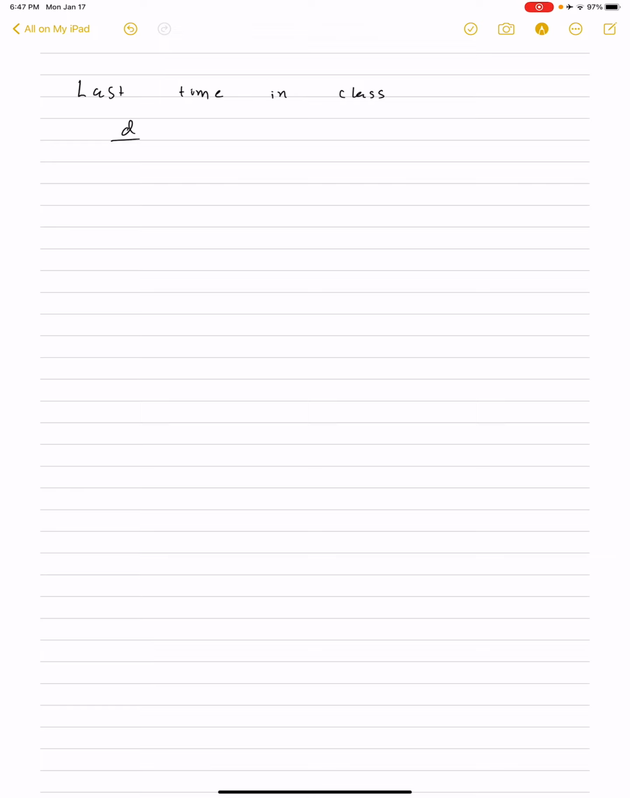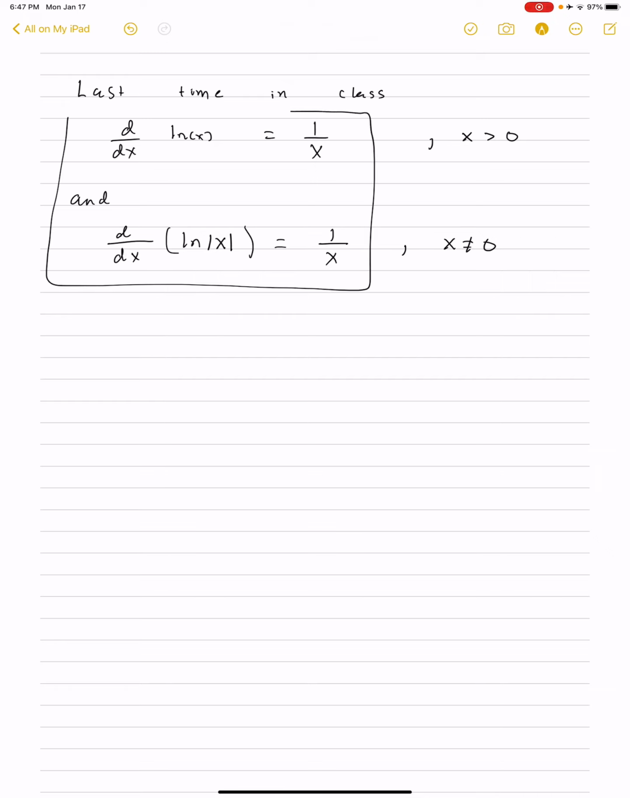Last time in class, we learned that the derivative of the natural logarithm of x was 1 over x, and that the slightly more general version, the ln of absolute value of x, is also 1 over x. Here, the only difference is that the first only applies for x greater than 0, whereas this applies for any x not equal to 0. But I'll just box this main part. That's really the key point that we're going to use today.